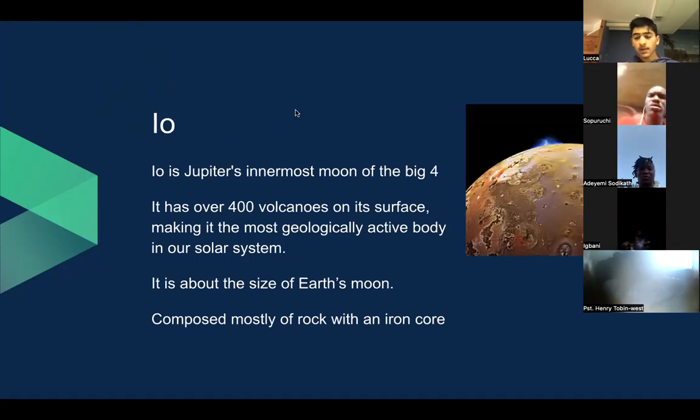So that's Io, the one that orbits closest to Jupiter. Since it orbits closest to Jupiter, Jupiter's gravity is constantly pulling on Io, which heats it up and creates this lava and these volcanoes, and makes it in general much warmer than it should usually be. Io is composed mostly of rock, but it has a molten iron core at its center and is about the size of Earth's moon for comparison.